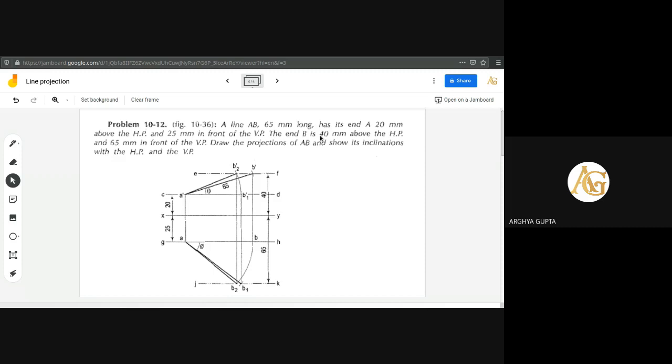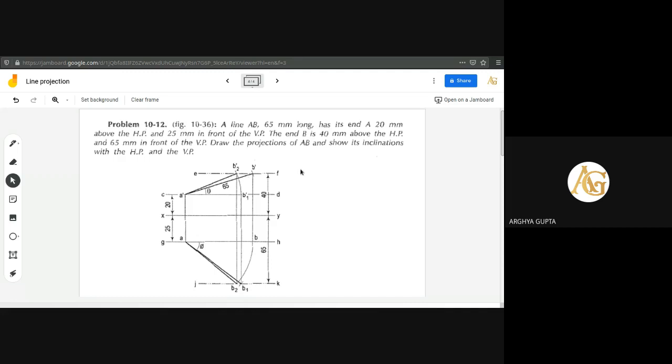The end B is 40 mm above the HP. So from the XY line, just draw a line, this line, 40 mm above the HP. So we have to draw a horizontal line only. Above the XY line, we need to draw a horizontal line only. So the A dash point is obtained and that line is obtained.